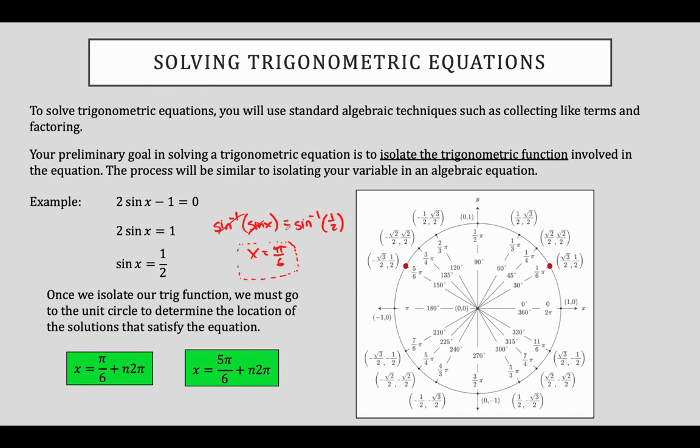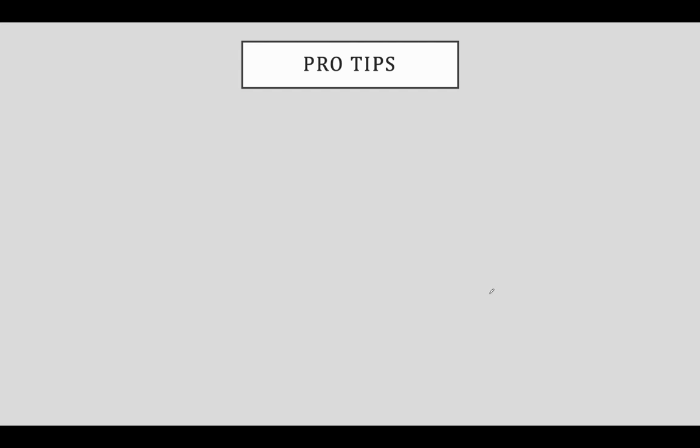So rather than use inverse trig, once we isolate our trig function, we can go straight to our unit circle to find our solutions. Okay, here are some pro tips when you are solving trigonometric equations. One, remember that your preliminary goal is to isolate the trig function. Once you isolate the trig function, go to the unit circle.